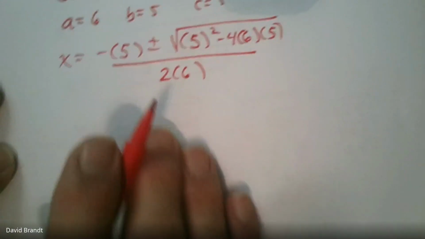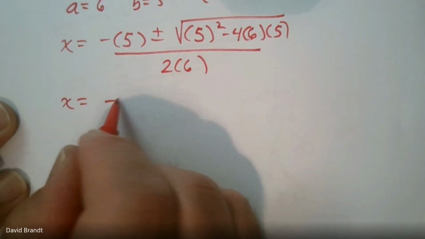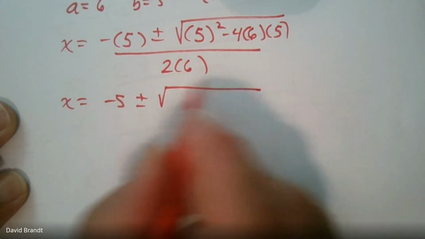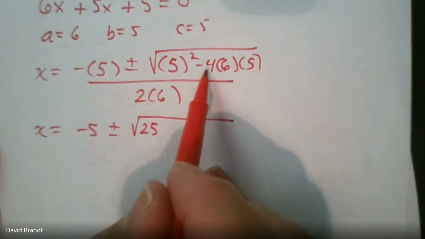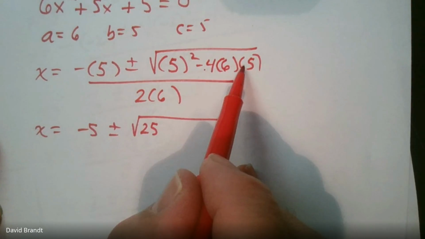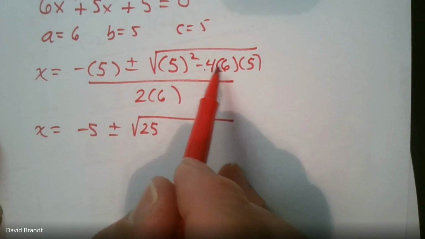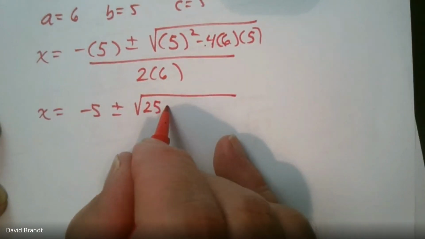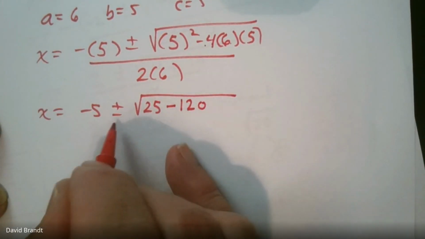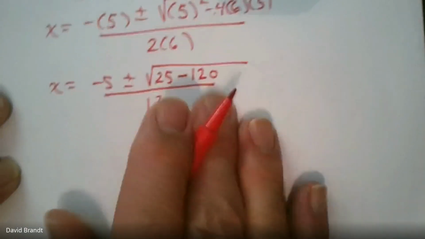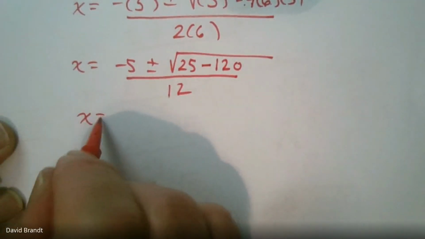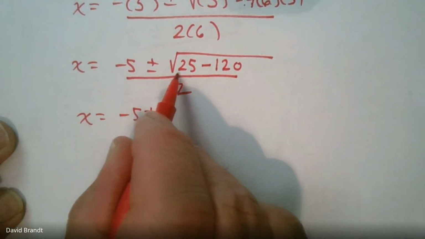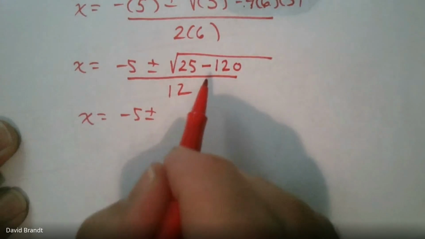All right, let's use the order of operations. X equals -5 plus or minus the square root of 25. Now, this is going to stay minus because I don't have another negative down here. Let's see, 4 times 6 times 5, that's 120. So that's minus 120 all over 12. Now, I want you to look carefully what happens on this one. All right, 25 minus 120.